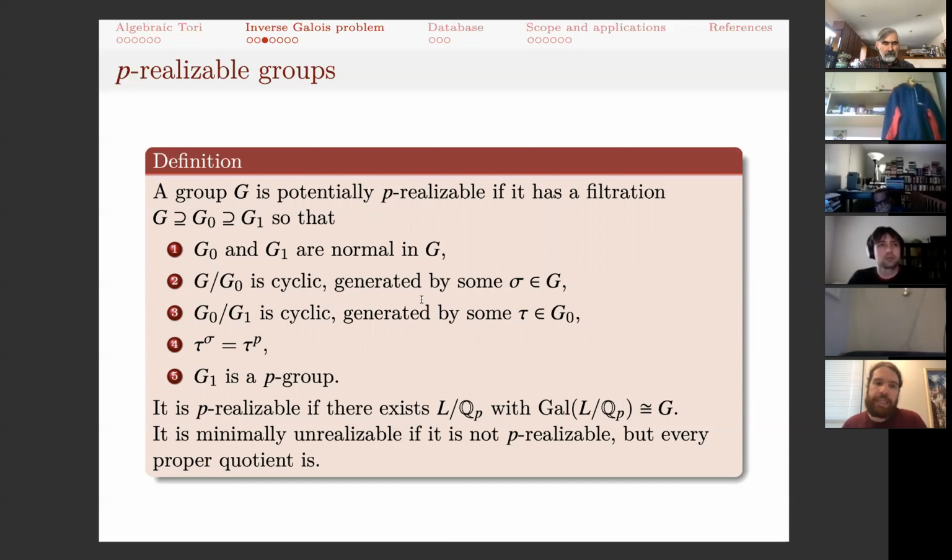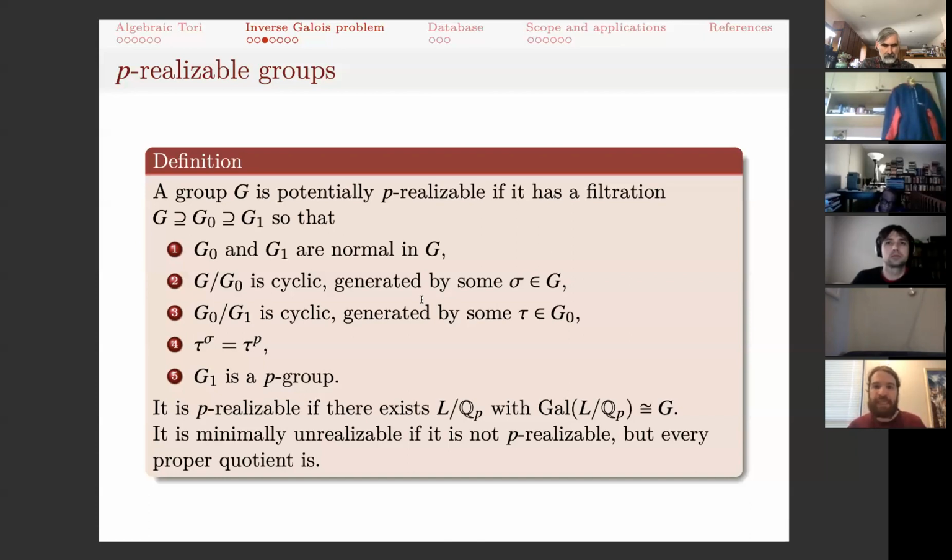So we need that some generators, sigma and tau, have the property that tau to the sigma is tau to the p. And then I'm just going to say that G1 is a p group, because any p group has a filtration where the successive quotients are Z mod p's. Such a group satisfies the constraints that come from local class field theory, but it may or may not actually be the Galois group of a p-adic field extension.